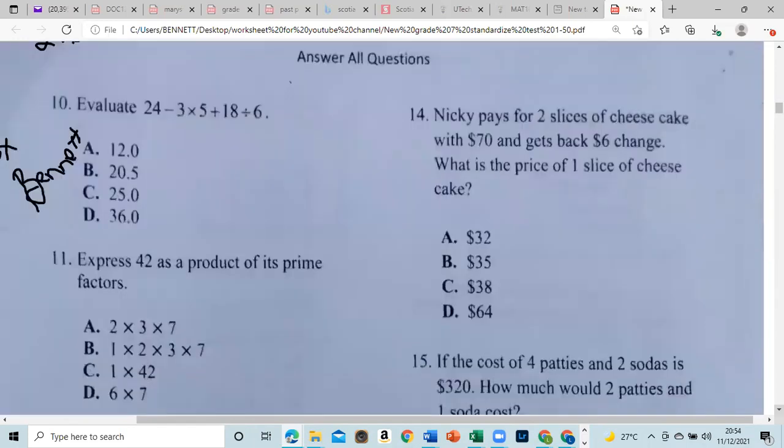Number 10 says, evaluate 24 minus 3 times 5 plus 18 divided by 6. And what do you call this? Order of operations. So this is order of operations. Now the rule states that we must multiply first. We must multiply first. Do the division, addition, and subtraction last. So now we could do that. So let's rewrite.